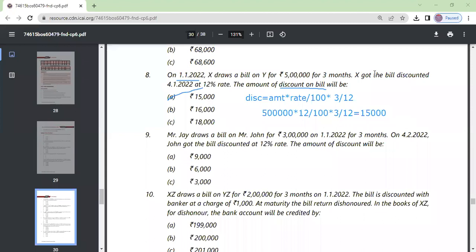How much amount we received from the bank? What is the bill amount? 5 lakhs. From this, what is the discount amount? 15,000. 5 lakhs minus 15,000. 4,85,000 received from the bank. So bank account 4,85,000, discount on bills 15,000 to bills of exchange, to bills receivable 5 lakhs. Understood?